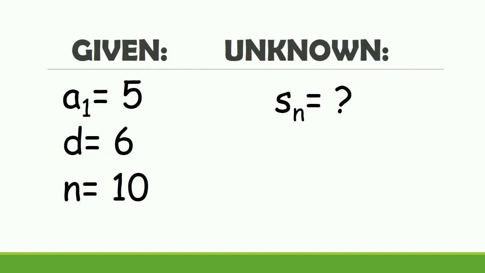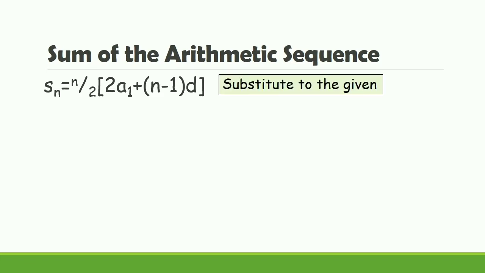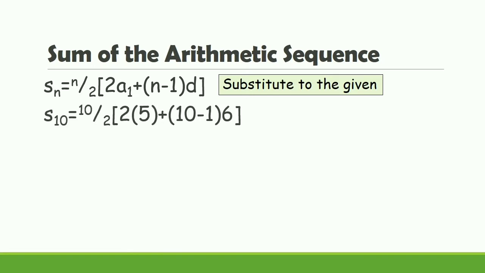Given, a sub 1 is equal to 5, d is equal to 6, n is equal to 10, and the unknown is S sub n. S sub n is equal to n over 2 times 2a sub 1 plus n minus 1 times d. Substitute that to the given. S sub 10 is equal to 10 over 2 times 2 times 5 plus 10 minus 1 times 6.